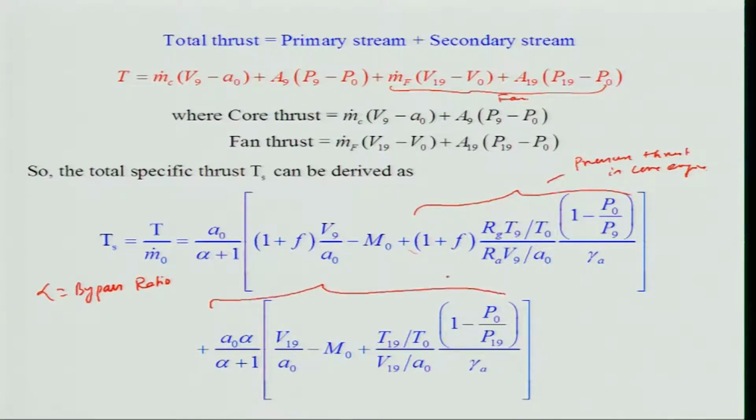So, this is for the fan engine, and this portion is your momentum thrust, and this portion is your pressure thrust in the case of the fan, right. And of course, when alpha is 0, then it is nothing but your turbojet engine, right, because when alpha is 0, these terms will just go away, right.